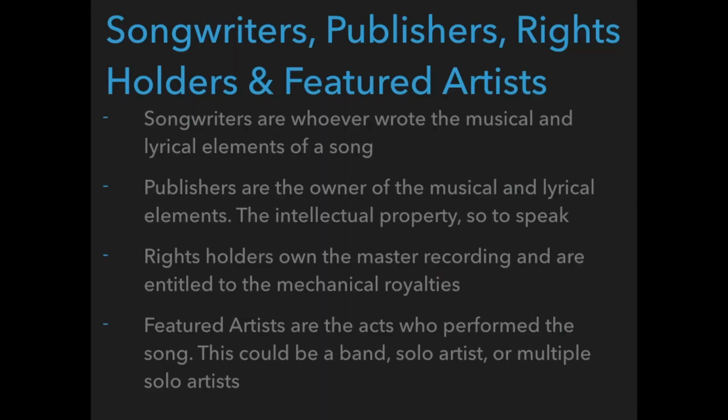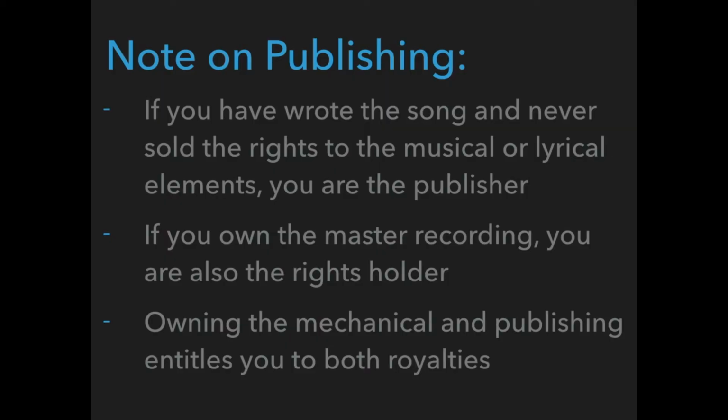Depending on the deal that's arranged, again, these things can get complicated, but it's the songwriter who gets half of the royalty, and then it's the publisher or the artist, who are sometimes the same person, who get the other half of the royalty. If you have never sold the rights to your song, if you're the owner of the song recording, you are the publisher and you're entitled to both the mechanical and the publishing songwriting credits for the song.